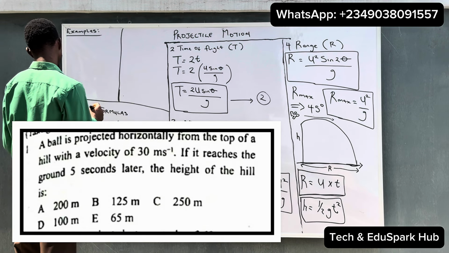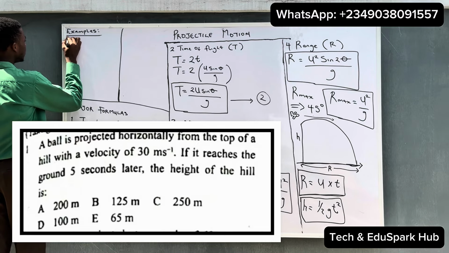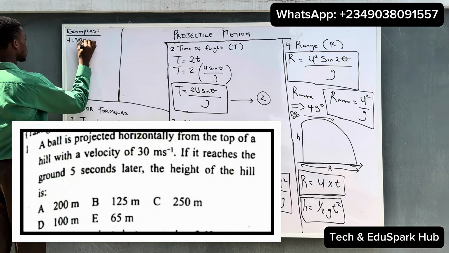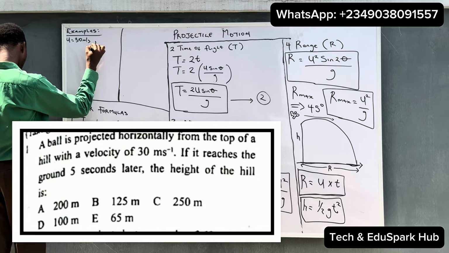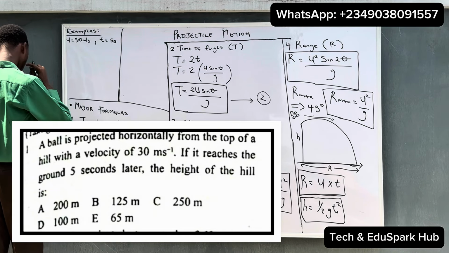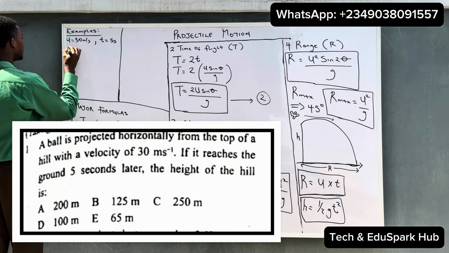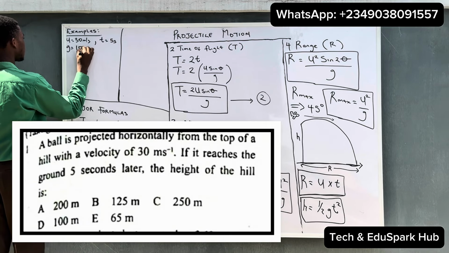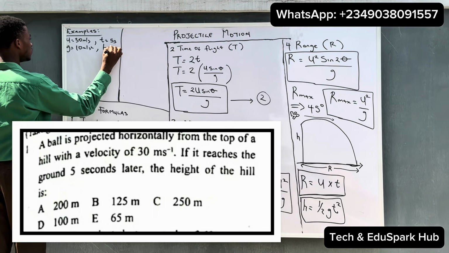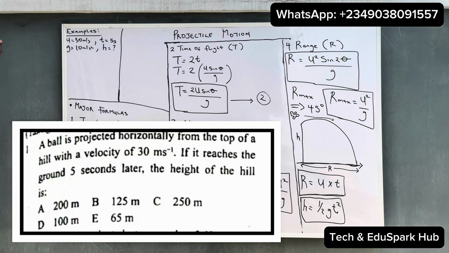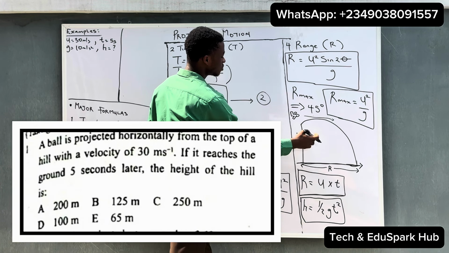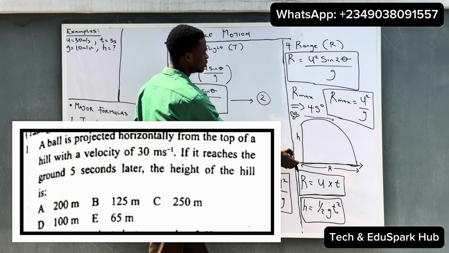The parameters that we are given in this question: the initial velocity, u, is equal to 30 meters per second. We are also given the time, t, to be equal to 5 seconds. And our gravity, of course, will be equal to 10 meters per second squared. The question is asking us to calculate the height of the top of the cliff. For this kind of question, I told you that the formula for the height is 1 over 2 g t square.